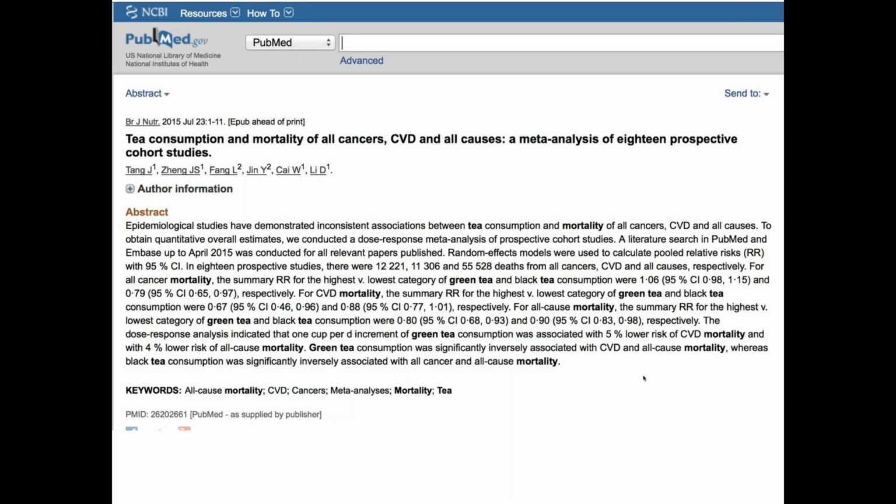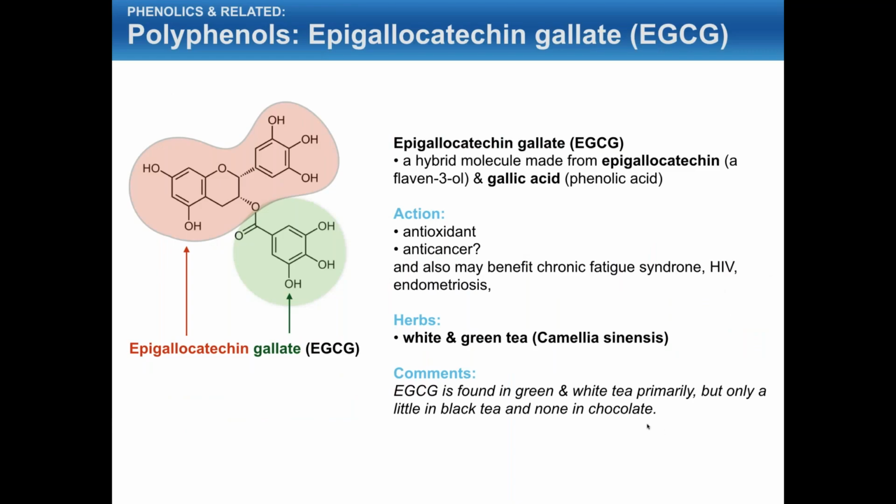Here's a study that shows tea consumption decreases mortality. Now, in green tea, there's a compound that you may have heard of called EGCG. And this got a lot of research, I remember, about 10 years ago. It's not found in very high amounts in black tea, and it's certainly not found in coffee, okay? So it's in white and green tea, not coffee. It's not in black tea, because the fermentation process to make black tea tends to denature and break these compounds down. And it's not in chocolate, okay?